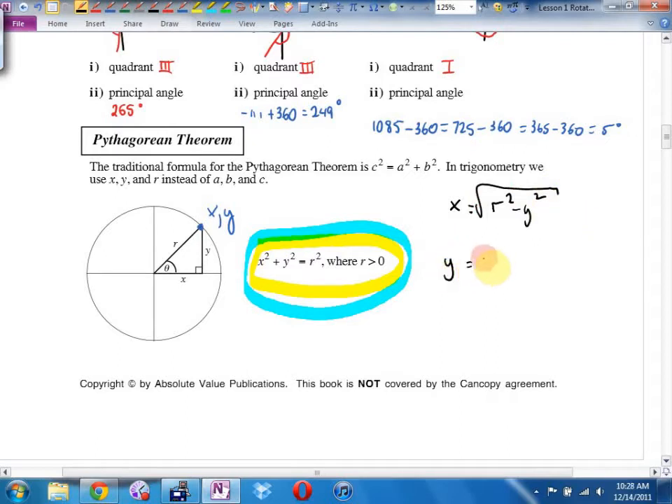I don't have these two memorized. You can if you want to, Tyler. I just rederive them. I know this, and I can get any letter by itself. By the way, this gives me r squared. How do I get the r by itself, technically? Square root. Okay? X squared plus y squared equals r squared. And x equals the square root of r squared minus y squared. Y equals the square root of r squared minus x squared. Terribly profound.